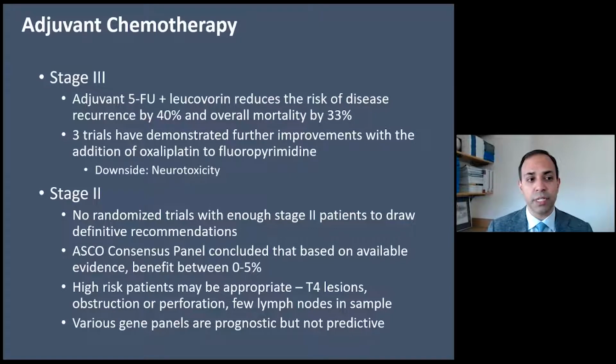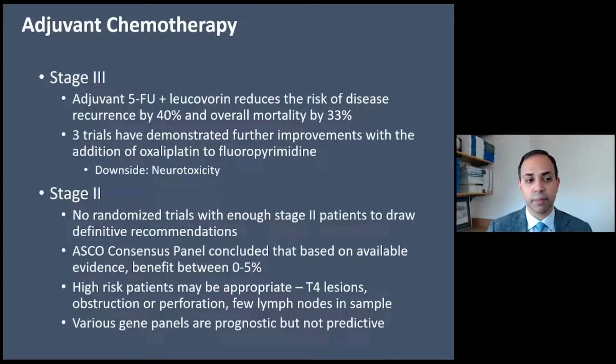With stage 2 disease, the data is somewhat less clear. There have been no randomized trials that had enough stage 2 patients to draw definitive recommendations. The American Society for Clinical Oncology consensus panel concluded that based on the available evidence, the benefit for adjuvant chemotherapy for patients with stage 2 disease was somewhere between 0%, no benefit, and 5% overall reduction in absolute risk of recurrence.